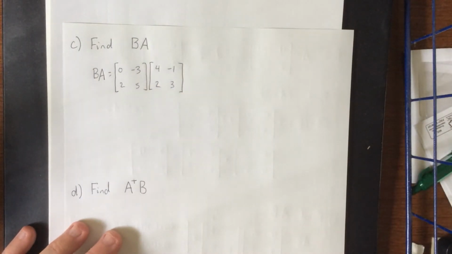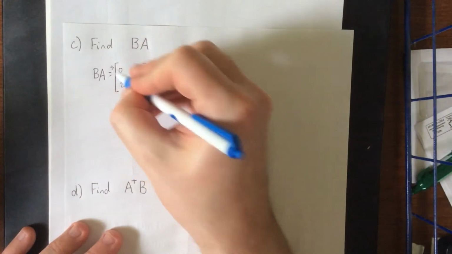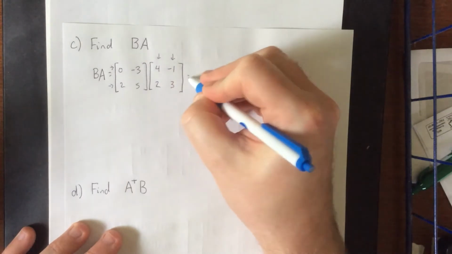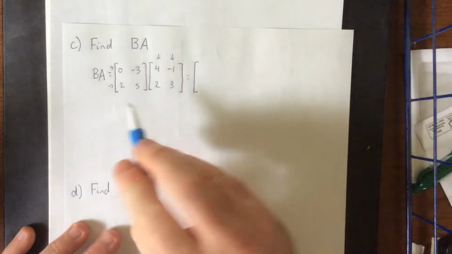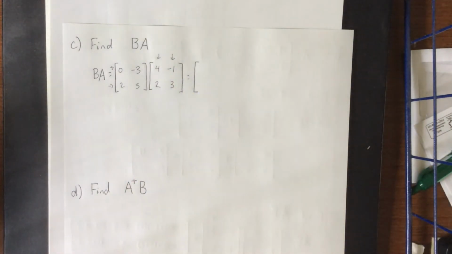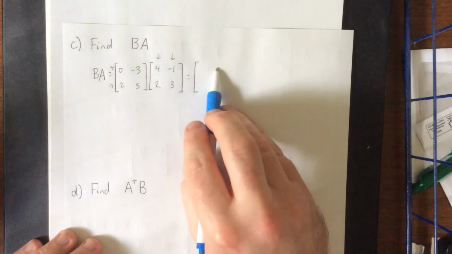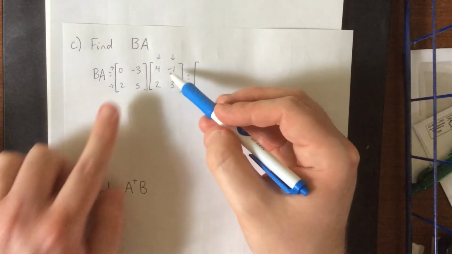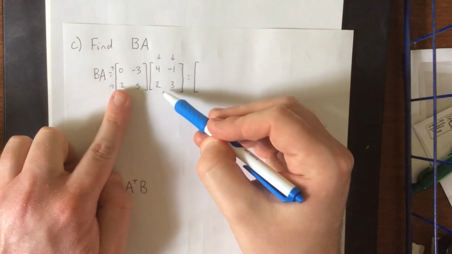So like we did in the previous example, for the first matrix we're going across rows, and for the second matrix we're going down columns. Select the appropriate row from the first matrix and column of the second matrix to get the corresponding entries. So for the 1, 1 entry of the product, we'll be going across the first row and down the first column. That'll be 0 times 4 and negative 3 times 2.